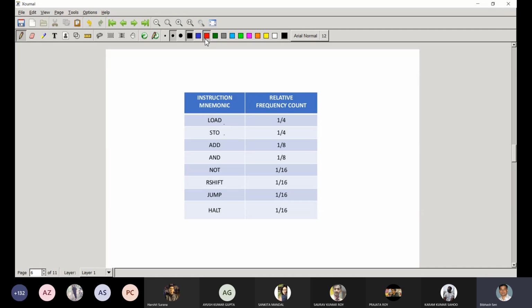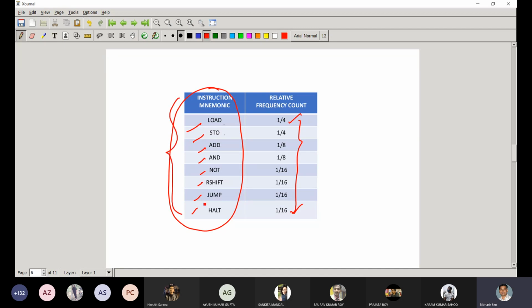So now you see that some instructions I have given names: load, store, add, and, not, archive, jump, halt, and each of them has a separate frequency. So most frequently used I have written with their probability, and less frequently used I have written in this way. Okay. So suppose you are designing an architecture encompassing only this instruction format. This is what you are trying to design. So okay, I have mentioned all these.